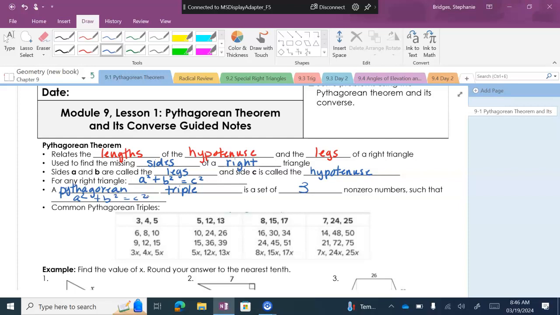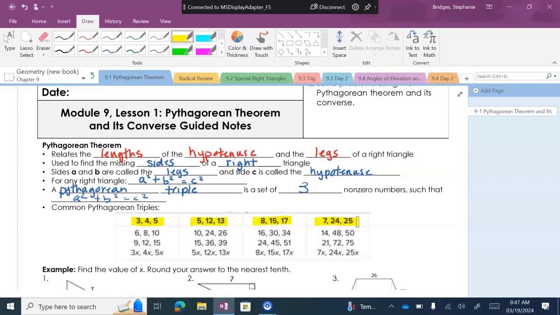Okay, so a Pythagorean triple is a set of 3 non-zero numbers such that a squared plus b squared equals c squared. And then I just have a list of some common Pythagorean triples there for you. You do not have to memorize them, but some people get familiar with them, and then it helps them when they're solving for the missing side lengths. Okay, the ones that we're going to focus on right now are the top ones. So we have 3, 4, 5, 5, 12, 13, 8, 15, 17, and 7, 24, 25. Those are our base Pythagorean triples.